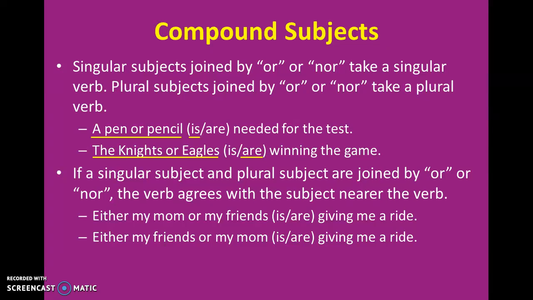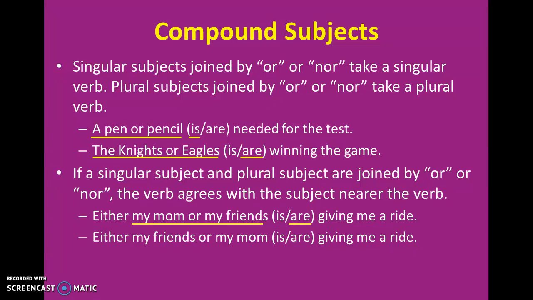So in these two sentences, they are the exact same, except the individual subjects within the compound subject are flipped around. So in the first sentence, either my mom or my friends is or are giving me a ride. The plural subject of my friends is closer to the verb, so you would use the plural verb of are.